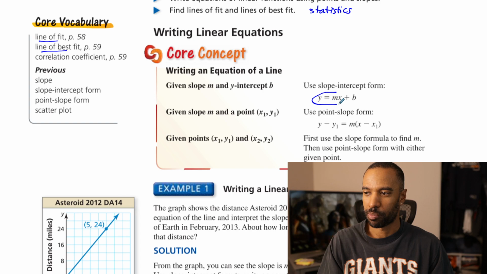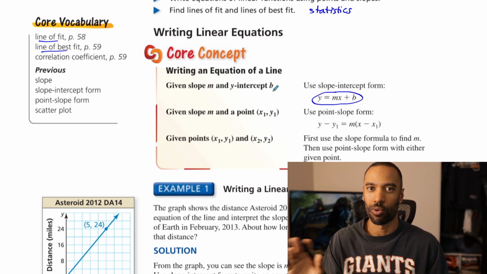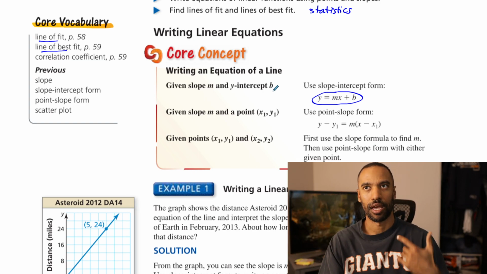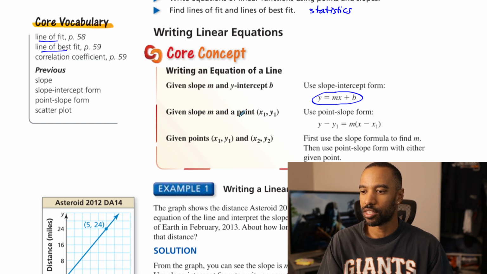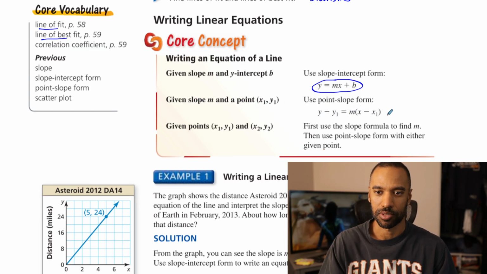We know y equals mx plus b is slope-intercept form. You want to use that when you're given the slope and the y-intercept in some sort of way. Either they say that, or even in a word problem if we can infer that. Given the slope and a point, you might want to use point-slope form. This is y minus y1 equals m times x minus x1.